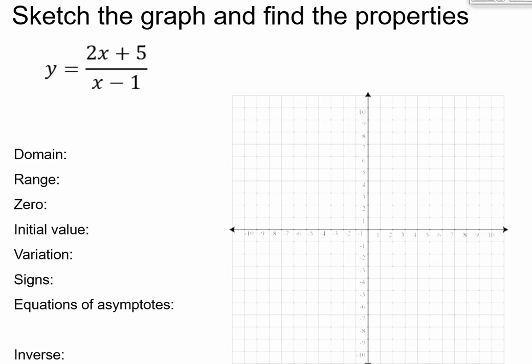Good morning. Today we're going to practice how to sketch the graph and find the properties of a rational function. When you look at this rational function, you can see that it's the expression 2x plus 5 over x minus 1, but it's not in the right form. So let's transform it first to be able to sketch it and then find the properties.